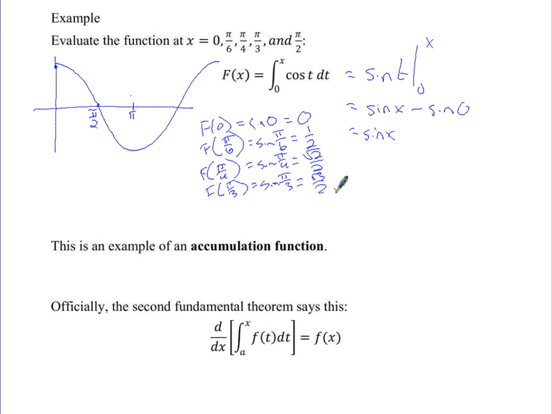And are these numbers getting bigger each time? Yeah. And finally, f of pi over 2, which is sine pi over 2, which is 1. So therefore, at the end, the area under this curve right here is 1. Why do you have to do all of them? Because it asked you to.